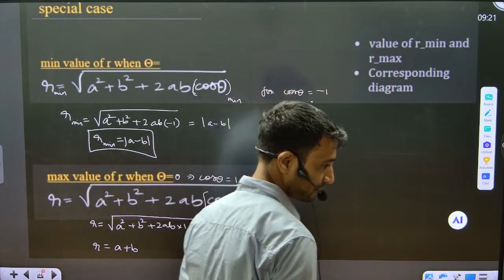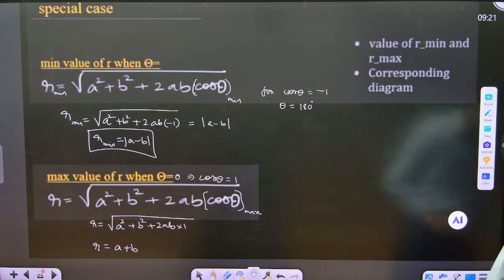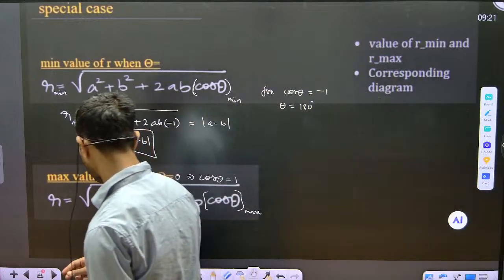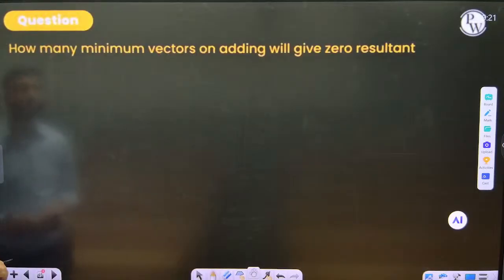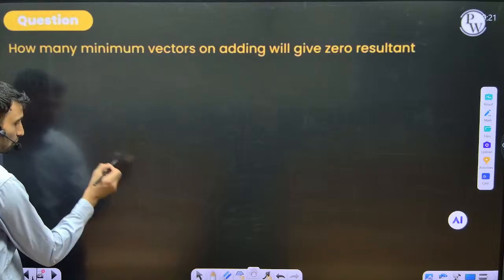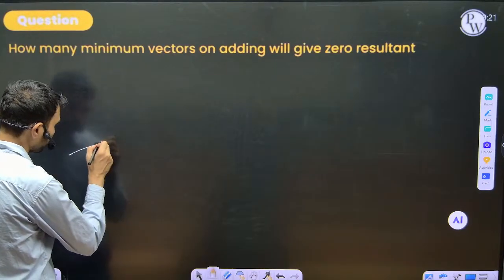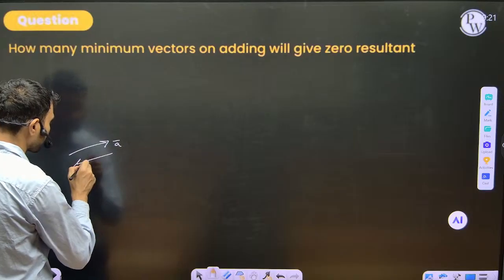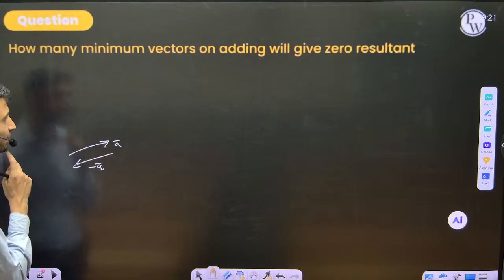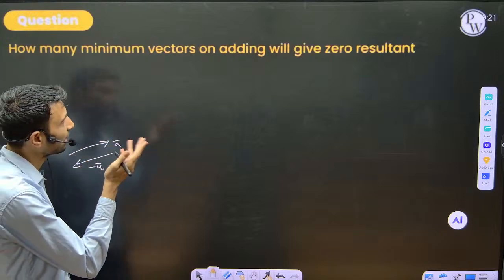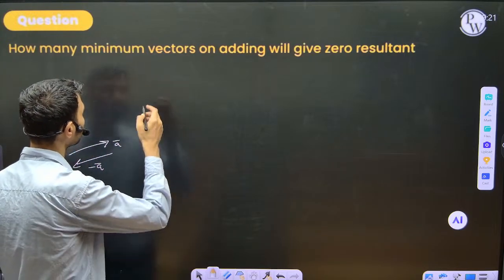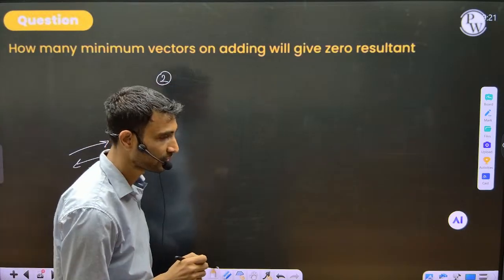Right, let's go ahead with that. How many minimum vectors on adding will give 0 resultant? So one vector is a and the other vector is, let's say, minus a. So if you add two vectors you can get 0, right? So how many minimum vectors are required on adding to give 0 resultant? The answer is 2. You can have minimum 2 vectors, then the resultant will be 0.